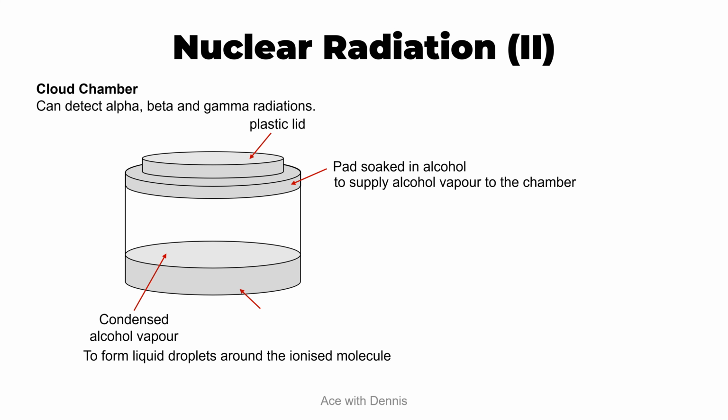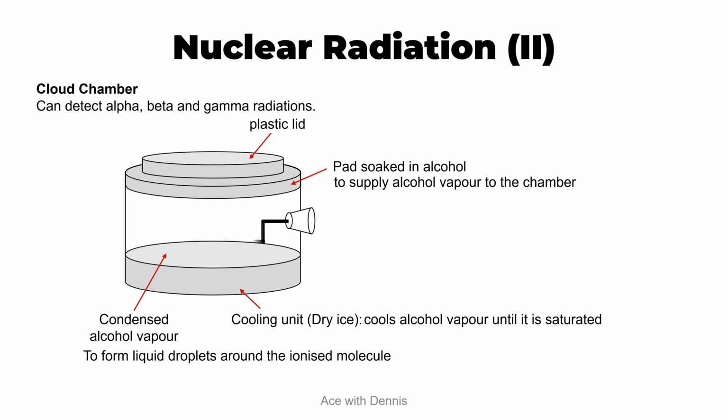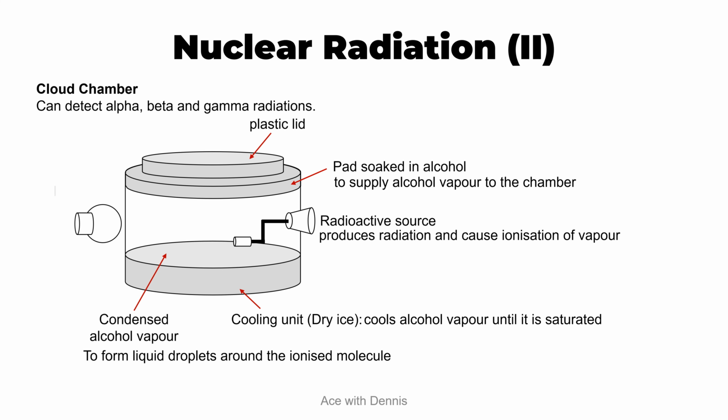At the bottom of this cloud chamber is a layer of cooling unit, such as dry ice. It cools the alcohol vapor until it is saturated. A radioactive source is connected at this end, which produces radiation and causes ionization of the vapor. A light bulb is shown inside the cloud chamber so that the tracks of radiation can be observed easily.